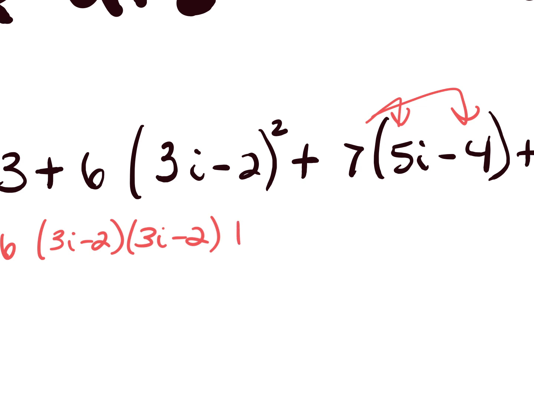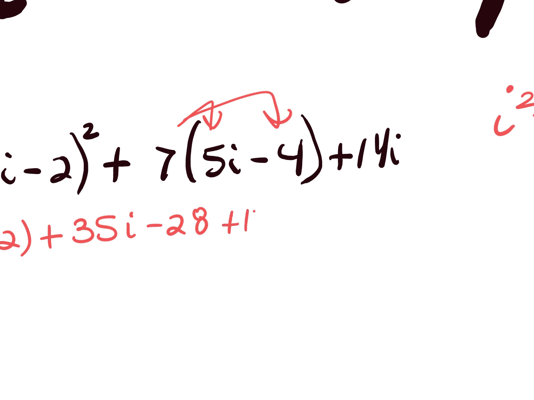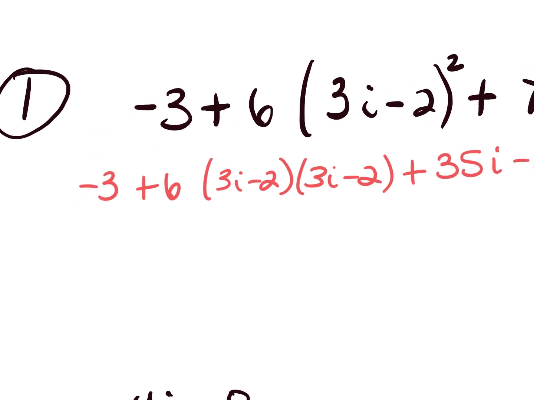You can say plus, well, 7 times 5 is 35i. 7 and negative 4 is minus 28. And then I have plus 14i. Now, somebody asked me last period, do I distribute the 6 first or do I FOIL it? It doesn't matter. You can distribute the 6 in and then FOIL, or you can do it the other way. I'm going to leave the negative 3 plus 6 in the outside, and I'm going to go ahead and FOIL.